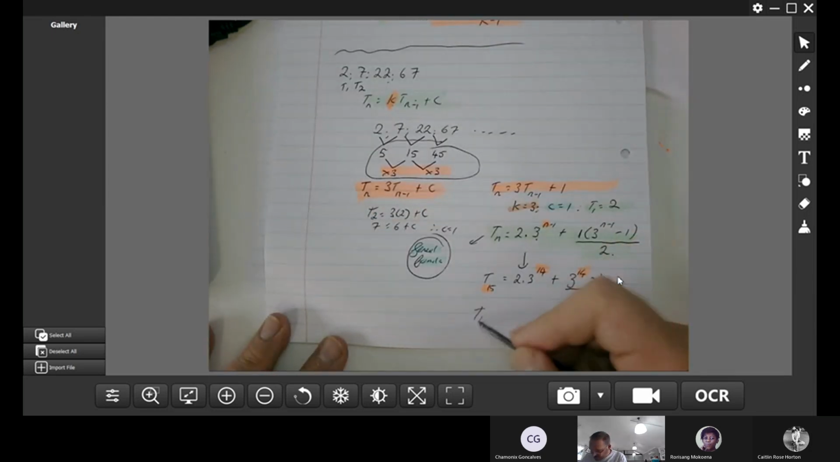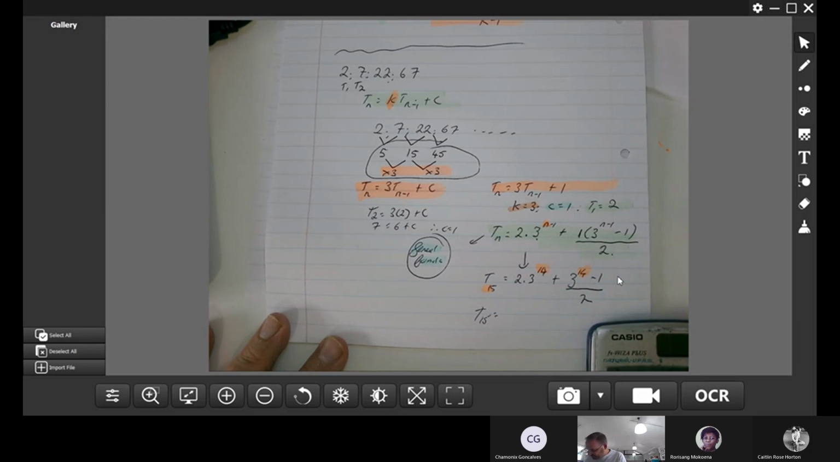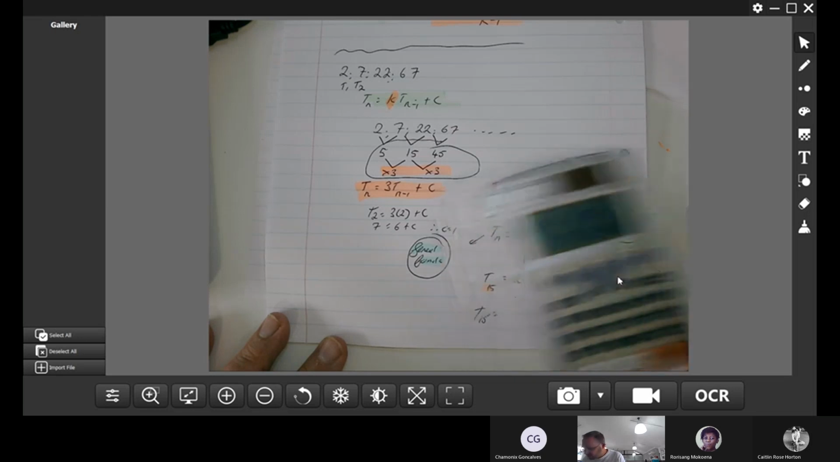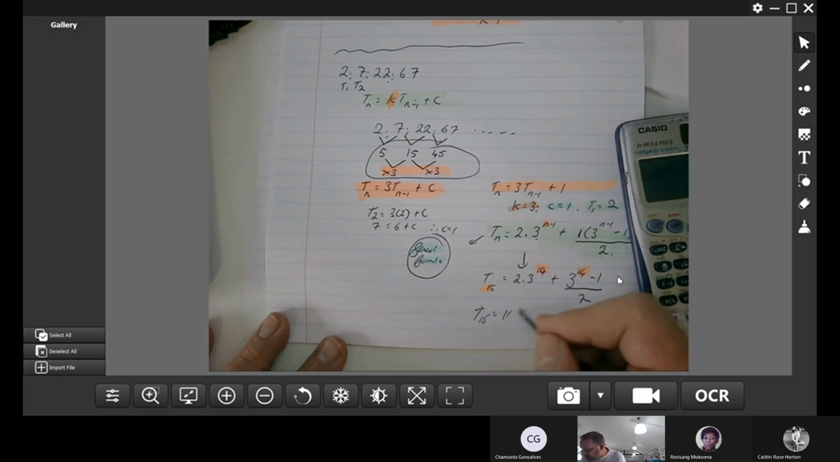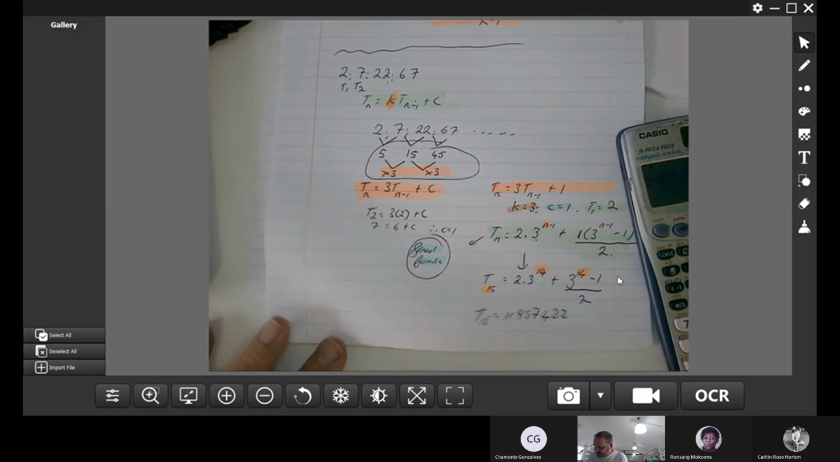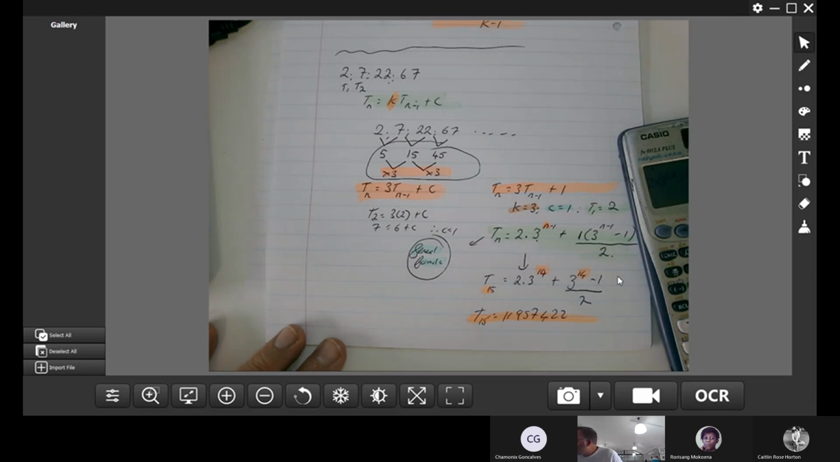Sorry, I went off screen. So term 15 is going to be 2 times 3 to the 14 plus fraction 3 to the 14 minus 1 all over 2, just doing it over here, and you should get 1195742. Okay, and that's the value of term 15.